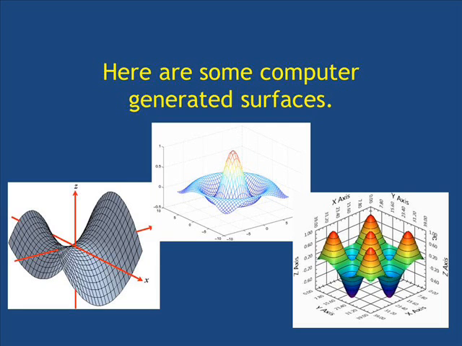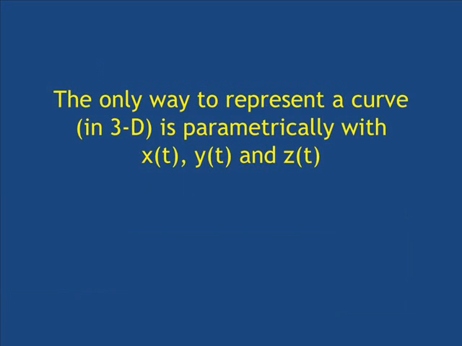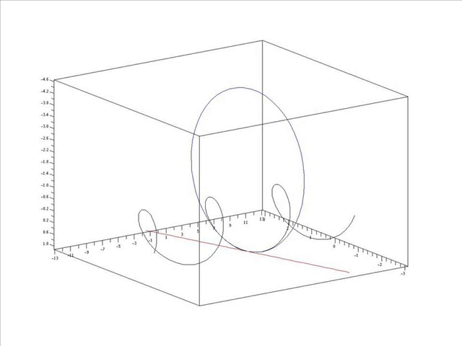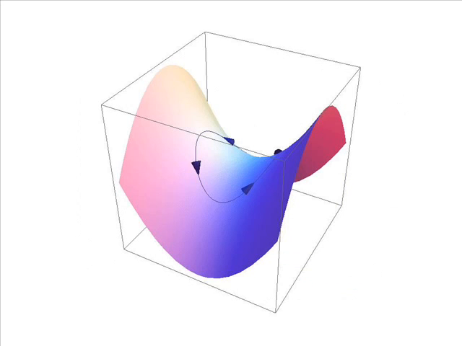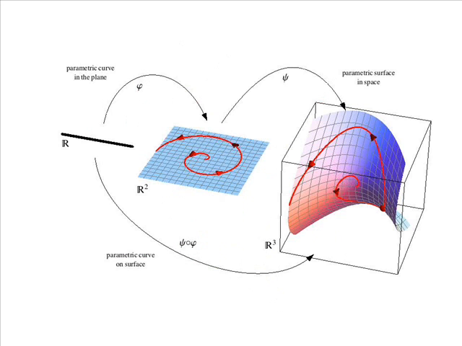The only way to describe a curve or a path of an object in 3 dimensions is parametrically with 3 parametric equations. Here are some graphs of curves in space. Again, these are generated by a computer. There are 2 curves here. One is a spiral and the other one is circular. There's a curve drawn on a surface called a saddle-shaped surface. And here's a curve drawn on a flat surface compared to a similar curve in 3 space drawn on a curved surface.